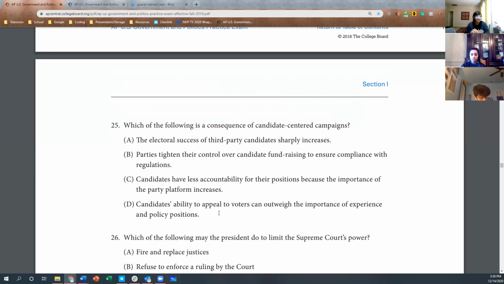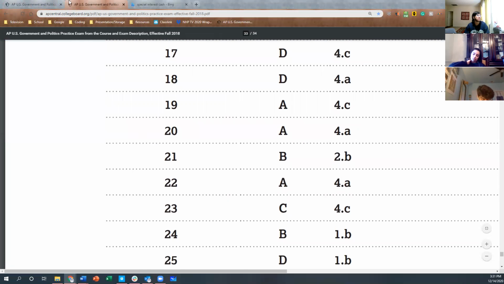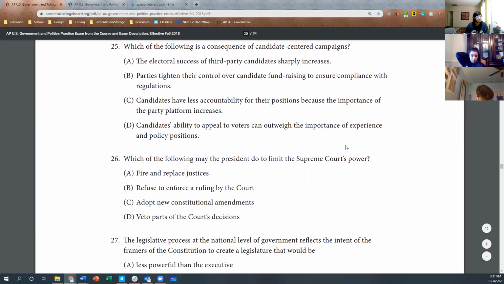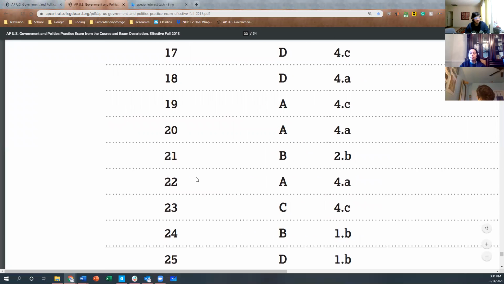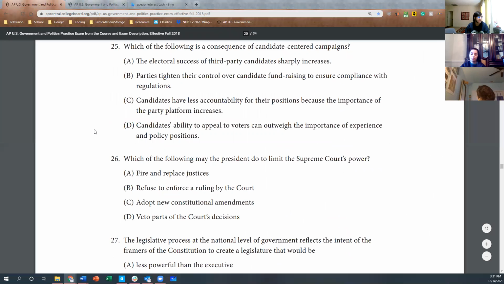Because this has to do with candidate-centered campaigns versus policy-centered. Yeah, so it would be D then, I think. Yes. Okay. Which of the following may the president do? I think we've done this problem before. To limit the Supreme Court's power. Yeah, we've done this. It was B, I think, right? Refuse to enforce a ruling. Yep. Because even though the court has judicial review, the president can simply refuse to enforce it.